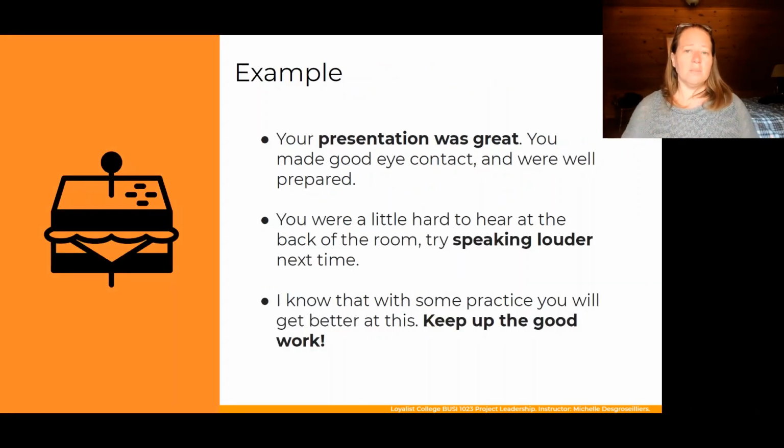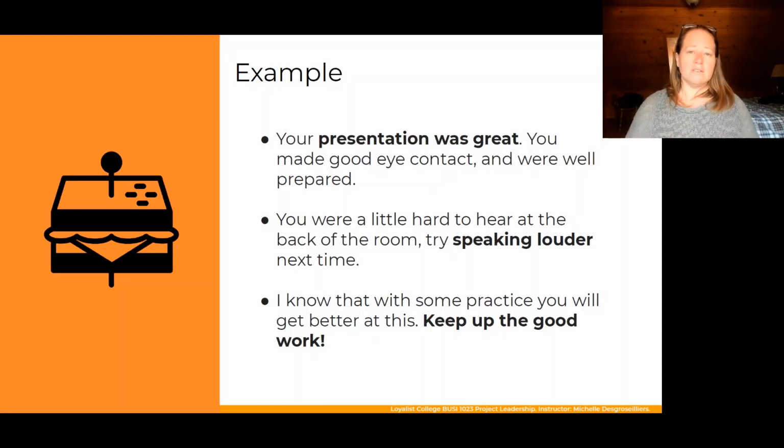So here's an example of the sandwich technique in practice. Your presentation was great. You made good eye contact and you seemed really well prepared. But you were a little hard to hear at the back of the room. Try speaking louder next time. I know that with some practice, you will get better at this. Keep up the good work.